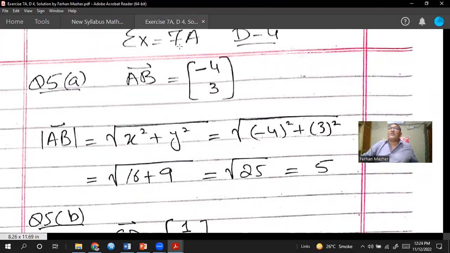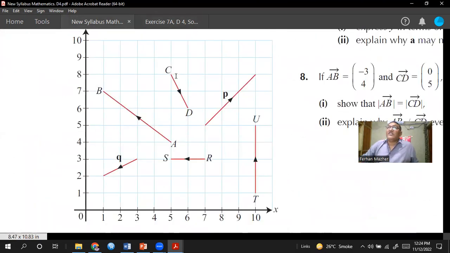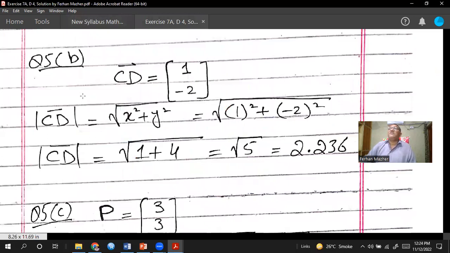And in the B part, I'm going to find out the value of the CD. So that's the tail, this is the head, this is the starting point, this is the terminal point. I will check how much I have to move on the x-axis and how much I have to move on the y-axis to reach from the tail to the head. So one step on the x-axis, so it will be positive 1, and 2 steps down, so it means minus 2. On the y-axis, I move 2 steps down, that's why its value will be negative. So the CD will be 1, minus 2. So this is the column vector of the CD.